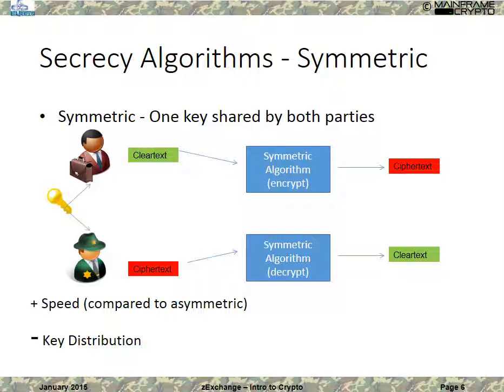So one of the advantages of symmetric algorithms as compared to asymmetric is that they are very fast. They're very efficient. Now, they cost resources. It takes resources to encrypt the data, but compared to asymmetric, they are significantly more efficient, significantly faster. The downside of the symmetric algorithms is the key distribution issues.